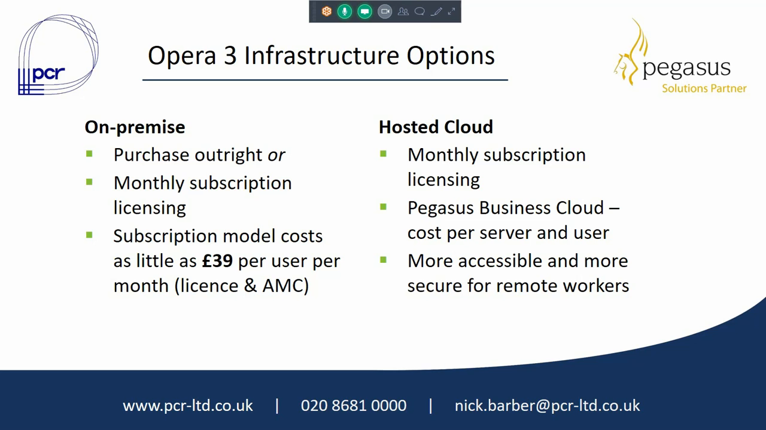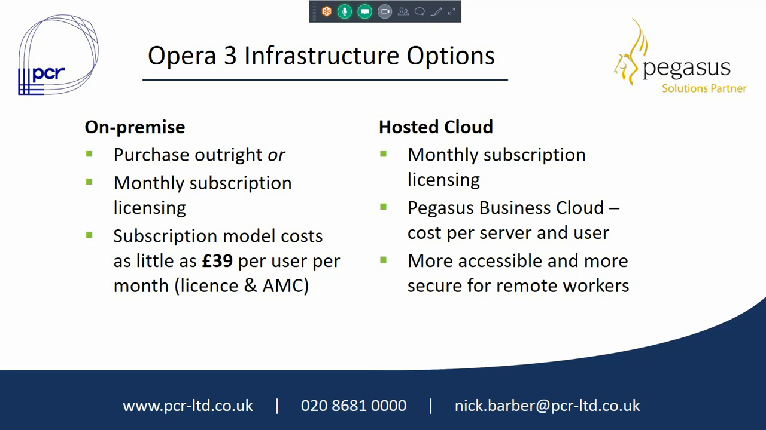So there are a variety of ways that you can license and deploy Pegasus Opera 3 now. It can either be deployed as an on-premise solution or as a cloud solution in a hosted environment, and the software itself can either be purchased outright or as a monthly subscription. The subscription pricing can start from as little as £39 per user per month, though that does depend on the modules that you are going to use.